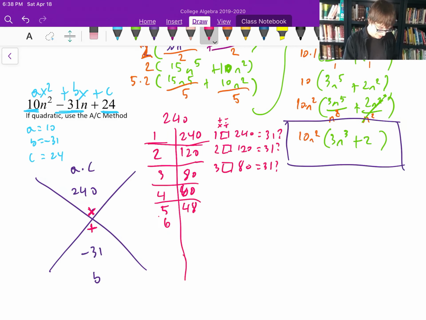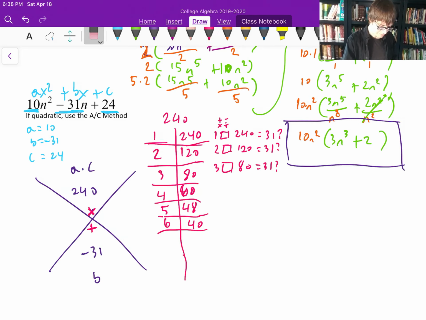6 goes in, let's see, that's 40 times. Now I can combine that to get really close. I could subtract 6 and 40, and I'll get to 34. So I'm getting close, but it's not 31. So it's still not there. It's not where I want to be. So I gotta keep going. 7. Is there any way to combine 7? No, there's no way to combine 7. 7 doesn't go into 240 at all. So I'll just skip 7.